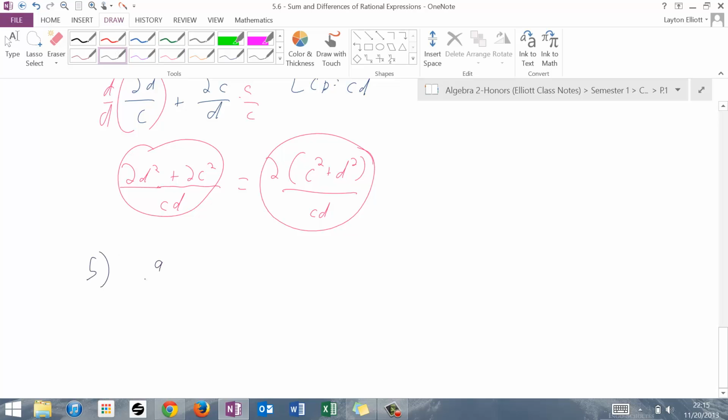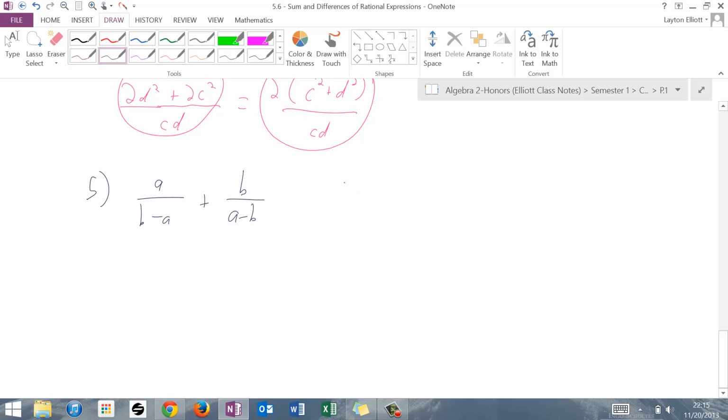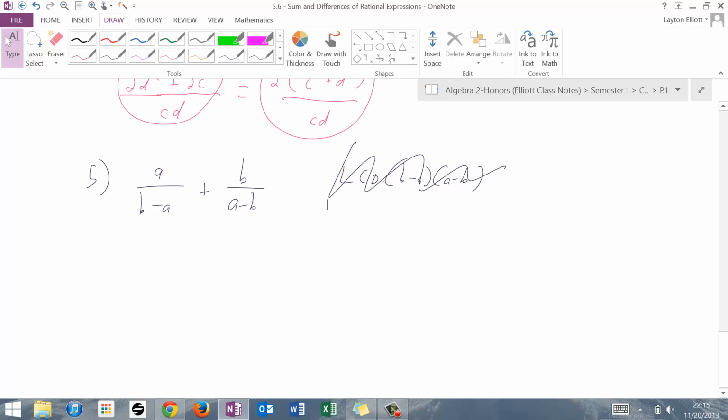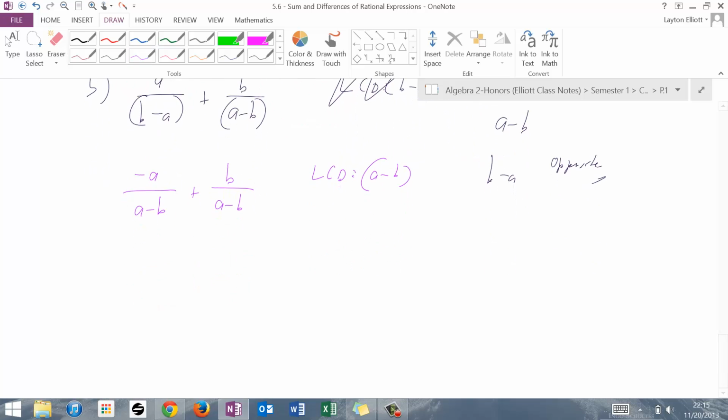For number 5, I have a over b minus a, plus b over a minus b. You may think that my LCD would be b minus a times a minus b, but that's too complicated because I can actually rewrite this entire thing with these two denominators being exactly the same thing. a minus b and b minus a are opposites, which means I can change that first fraction to have a negative numerator, negative a over a minus b, and add b over a minus b, and just state that my LCD is still just the same a minus b.